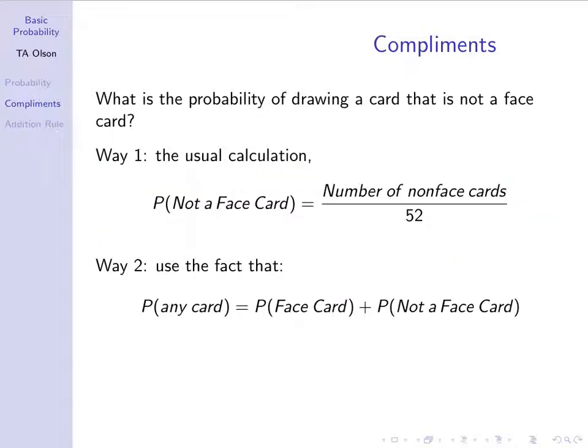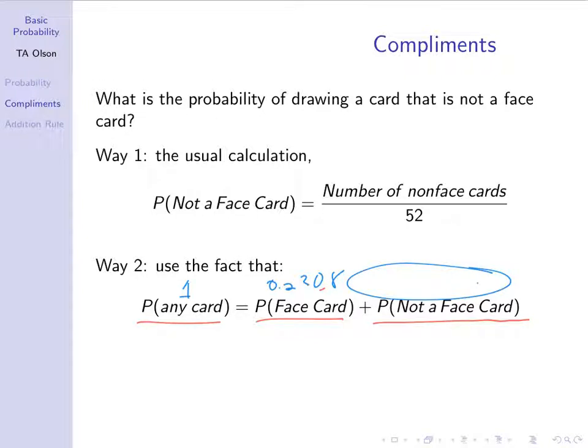All right, so here's the thing we're going to use. The probability that I draw any card is equal to the probability that I draw a face card plus the probability that I draw something that is not a face card. I either do this or I do that. So the probability that I draw any card has to be equal to 1. The probability that I draw a face card is something I've already calculated, 0.2308. So this is the only thing I don't know, but this is a nice straightforward calculation.